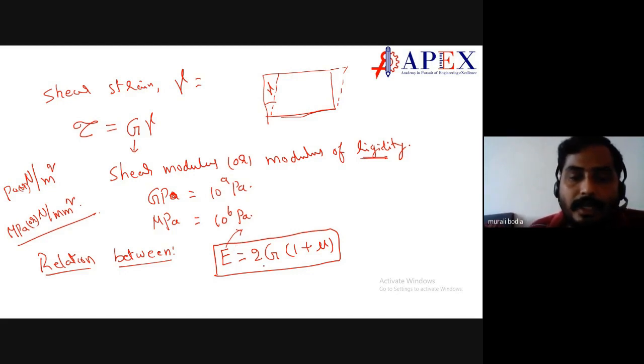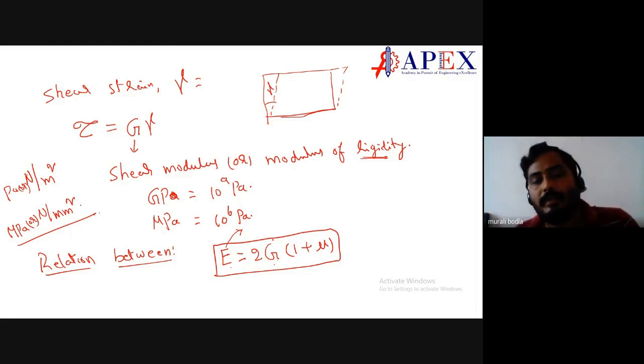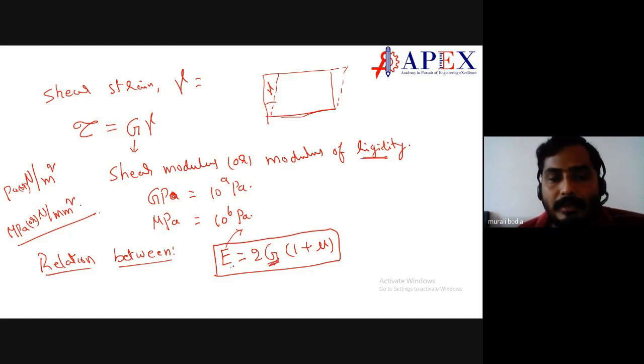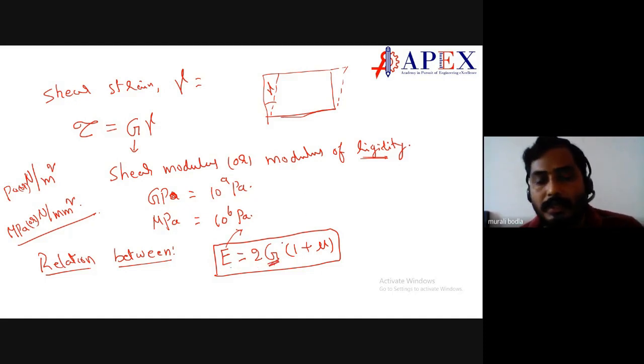Once you know E, if I have a relation for G with respect to E, then I can use that for calculating G. Otherwise, I need a separate test setup for identifying G, which is not a common practice, not even feasible, not economical. So people use this relation to calculate G. They don't depend on testing results; instead of directly getting testing results for G, they use E for calculating G.